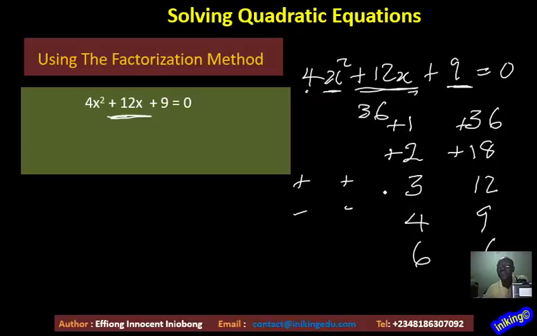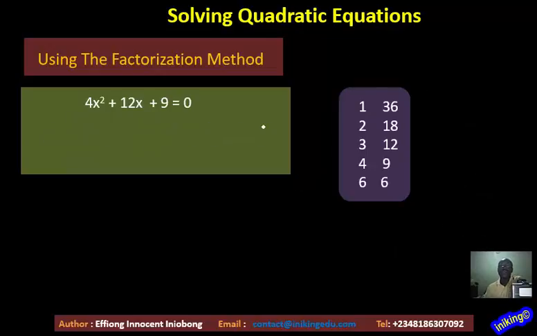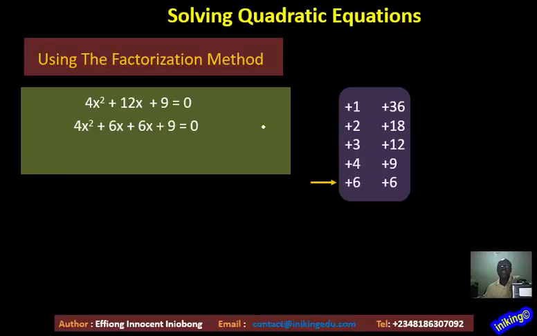2 plus 18 cannot give me my plus 12. Plus 3 plus 12 cannot give me plus 12. Plus 4 plus 9 cannot do it. But we can see that plus 6 plus 6 will give us plus 12. So we are going to use plus 6 and plus 6 to replace our plus 12, which means in place of plus 12x, the equation here can then be written as 4x squared plus 6x plus 6x, and then we'll bring in our plus 9 equal to 0. So that's our pair of factors, signs.